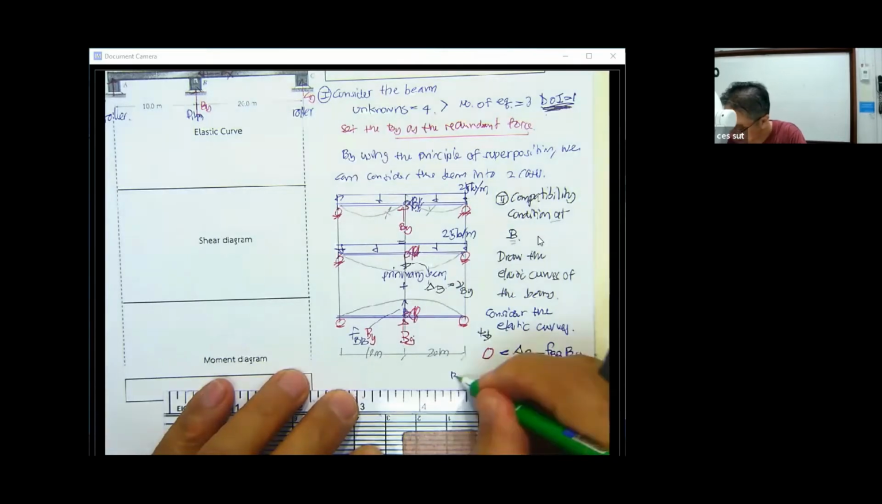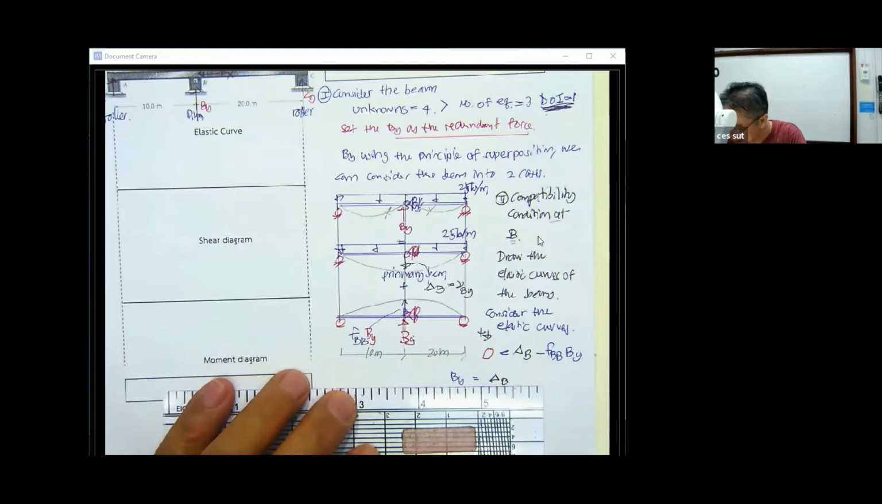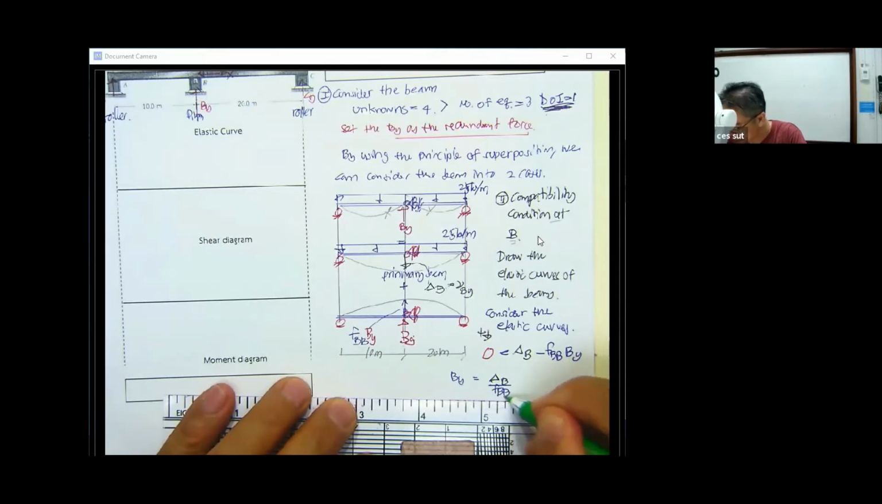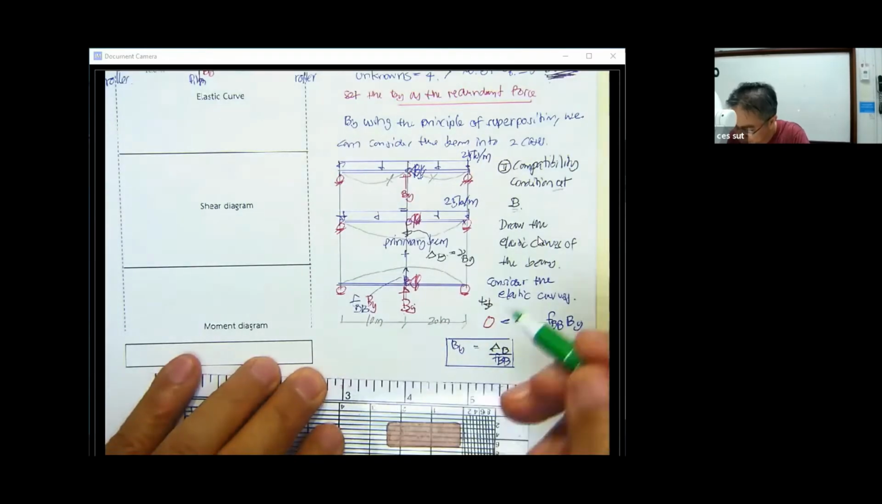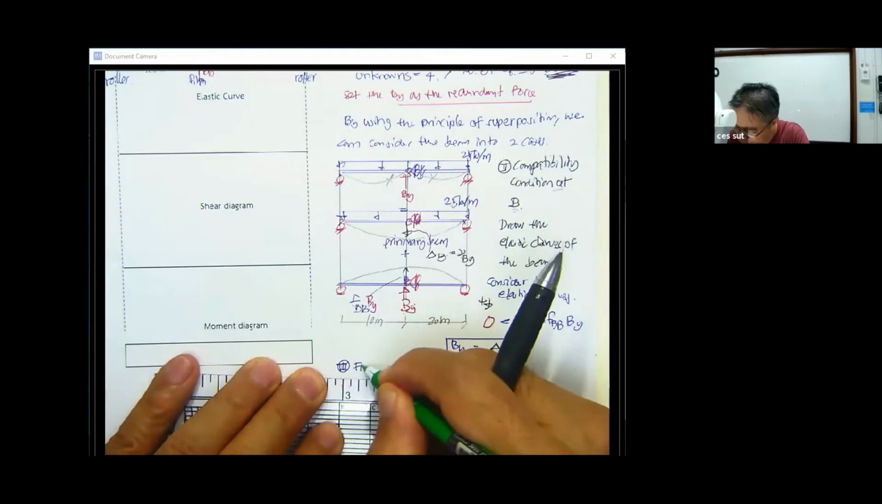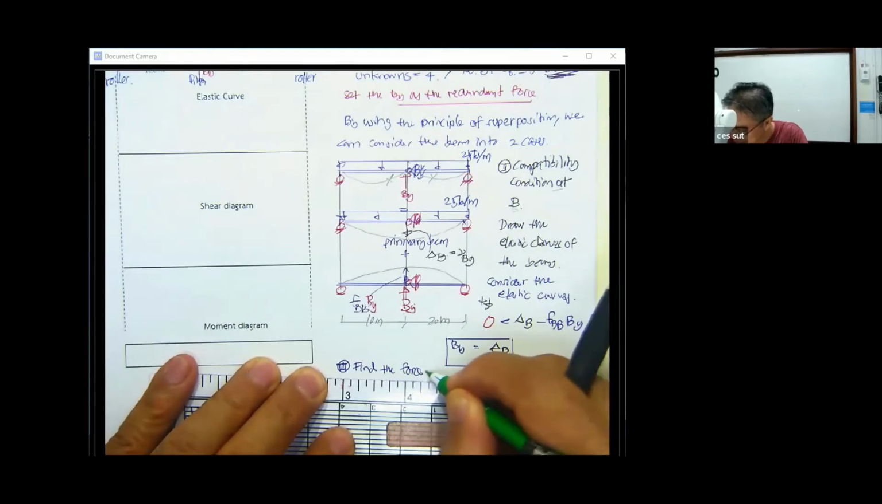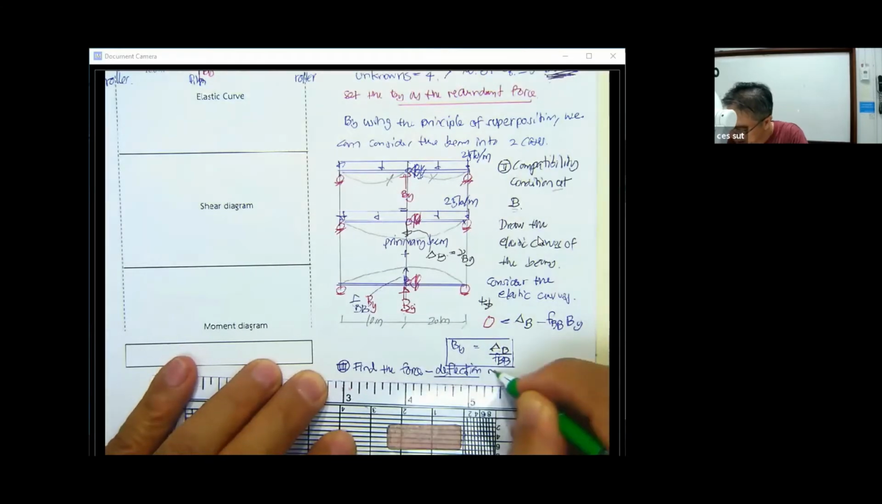Our b sub y will equal delta sub b divided by f sub bb, and then you will get this equation. Based upon this equation we have to find the force-deflection relationship, a deflection or displacement relationship.